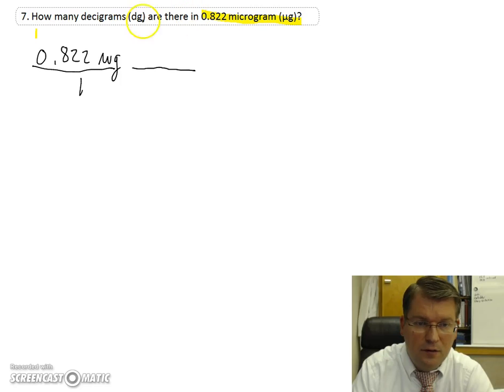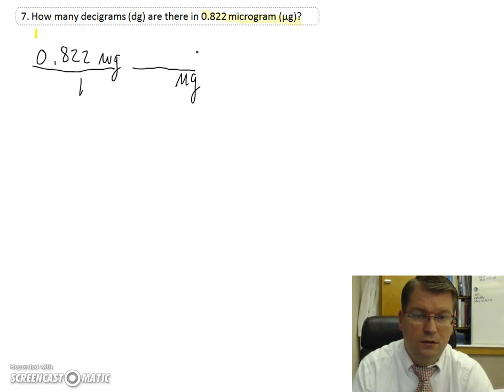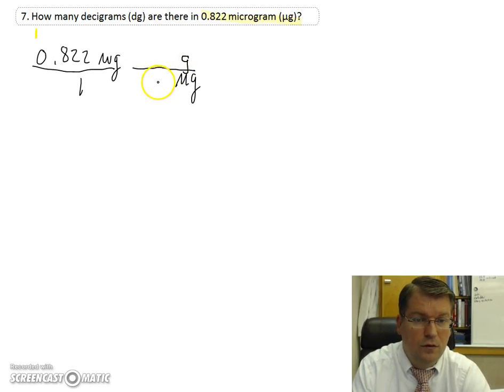Hey, we're starting with micrograms. We don't want that in our final answer. We're going to put micrograms on the bottom, and we put decigrams on the top. Oops. Alright, that's an error. Let's fix that. We're going to actually go to grams instead. Hey, remember, we should always go to the base unit. So, 1 goes with the prefix. Micro means 10 to the negative 6.